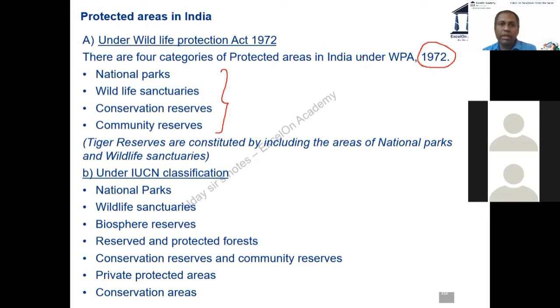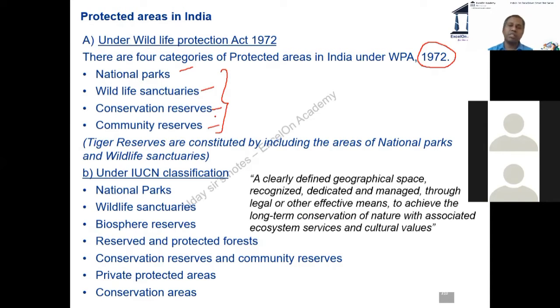So it has only 4 categories of protected areas: national parks, wildlife sanctuaries, conservation reserves, and community reserves. It also includes tiger reserves as a protected area, but it is not explicitly mentioned. Yeah, it is not explicitly mentioned as a protected area, but tiger reserves are also protected areas.